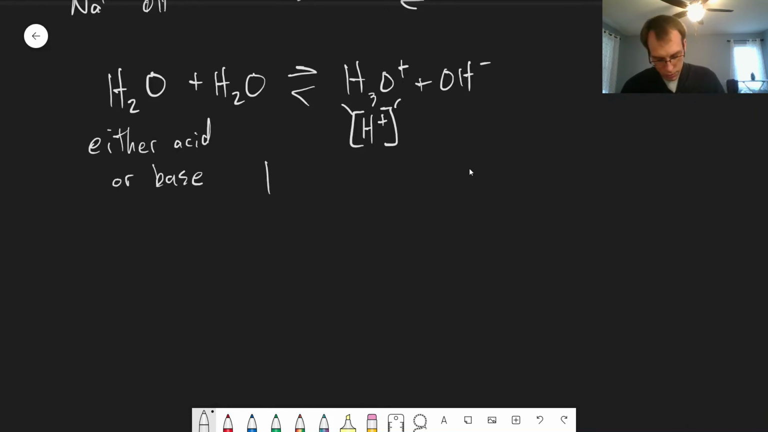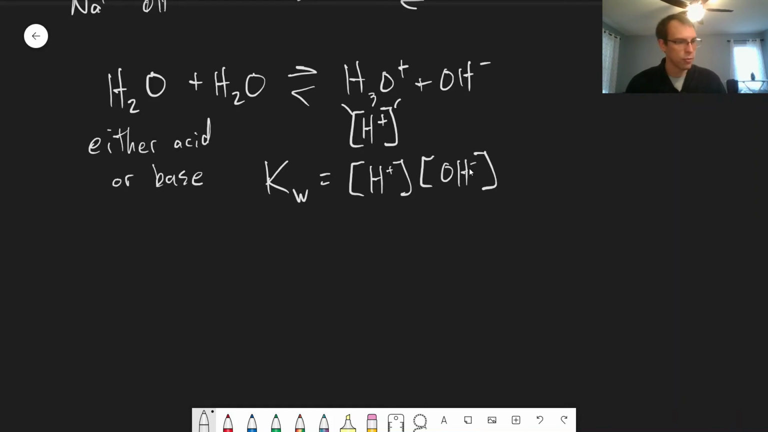And the equilibrium constant associated with this reaction, which is known as autoprotolysis of water, is the concentration of protons times the concentration of hydroxide. And at room temperature, this is approximately equal to 1 times 10 to the negative 14. This value is pretty important. So this is, again, specifically at room temperature, at about 25 degrees Celsius. This is temperature dependent like all equilibrium constants are.